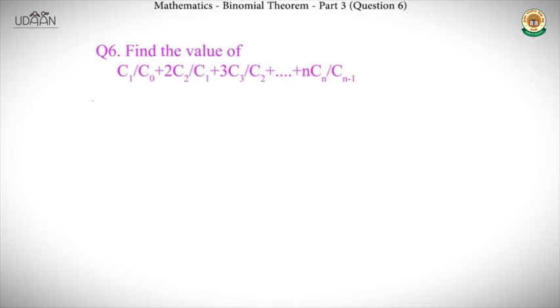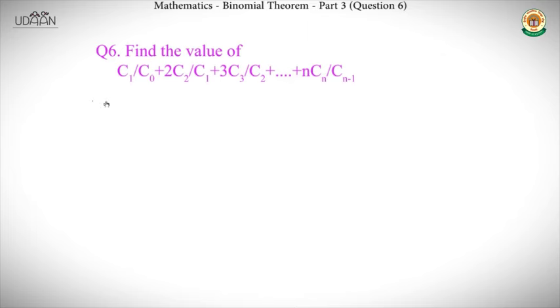So question number 6 says we have to find the value of C1 by C0 plus 2C2 by C1 plus 3C3 by C2 plus so on till nCn divided by Cn minus 1. Now we see that the question symmetrically progresses further on the expression. We see that C1 increases to C2 then C3 and the coefficient increasing 1, 2, 3 and so on, and similarly goes with the denominator. So we'll just look how to solve this question.